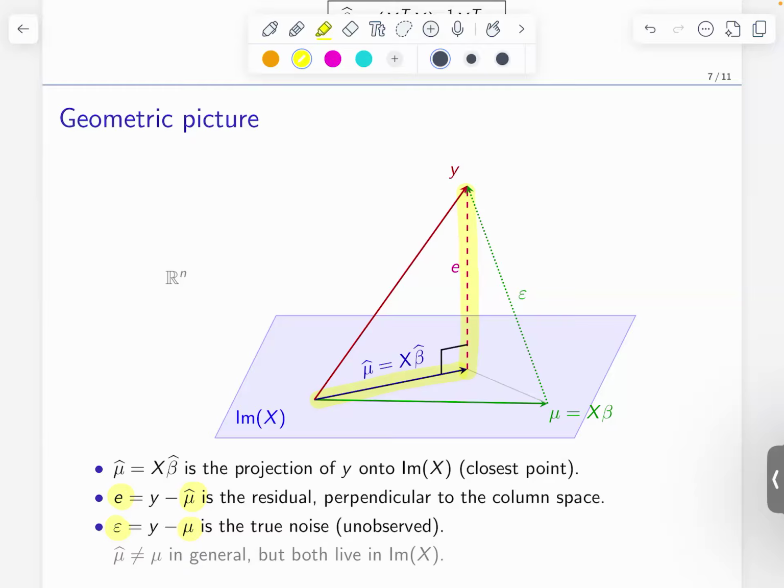Now, I said that mu hat and E are orthogonal, since E is the shortest. Is there a case where mu hat is orthogonal to E but E is not orthogonal to the image? Is it possible for it to be orthogonal to mu hat but not to the image?